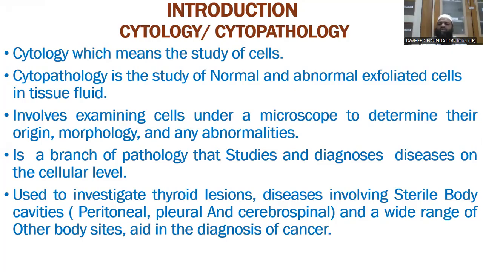Under the microscope, we use different types of stains, like the Giemsa stain, May Grunwald's Giemsa stain, which we call the MGG stain, and the PAP stain. There is also the H&E stain, hematoxylin and eosin stain. So there are a lot of stains we use for the examination of cells.